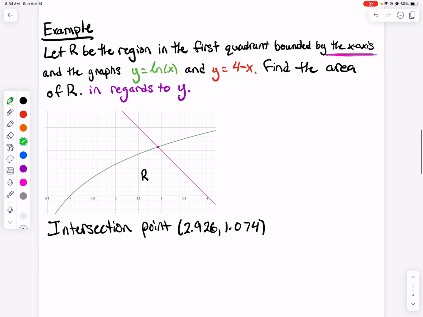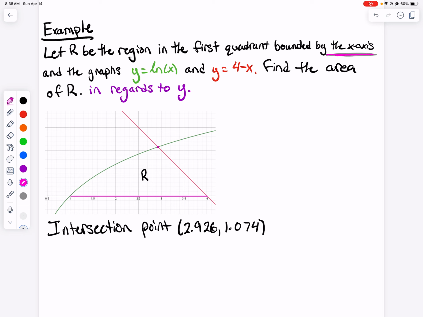So this is our example. Let R be the region in the first quadrant bounded by the x-axis, and the graphs y equals ln x, which is in green, and y equals 4 minus x, which is in red. Find the area of R in regards to y. In regards to y is what I put into this problem when looking up these problems for AP. The reason why is because they don't directly tell you.